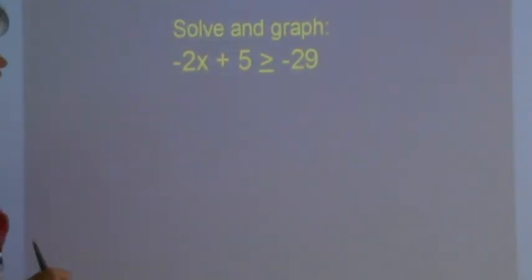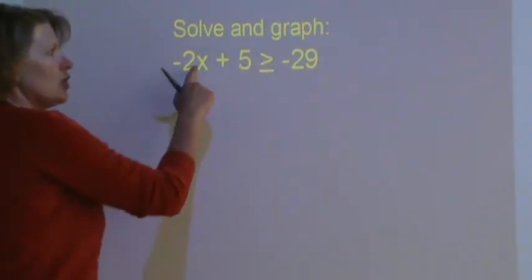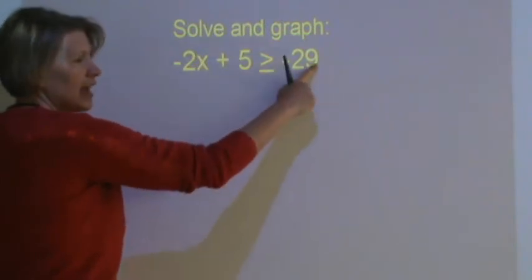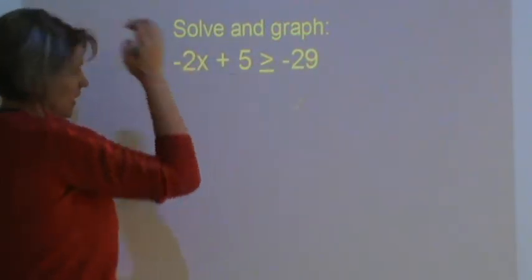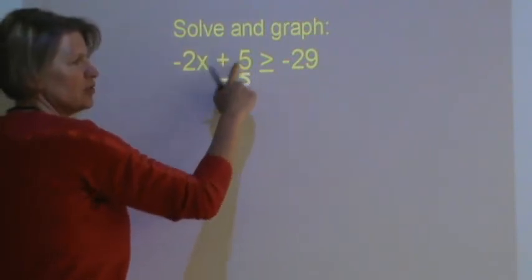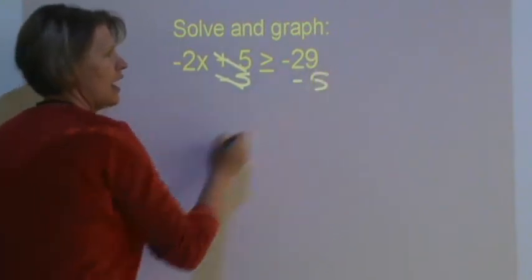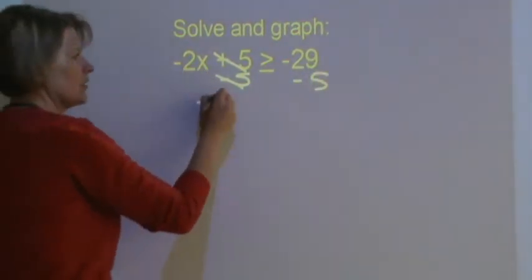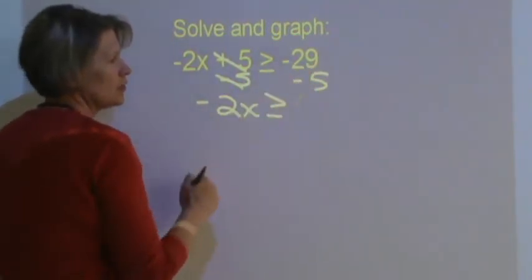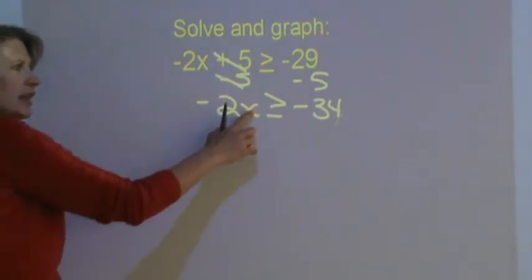All right, solve and graph. Negative 2x plus 5 is greater than or equal to negative 29. Again, if this was an equal sign, you have your x's here and numbers on both sides. We need to get all the numbers on the other side of the inequality. So I would subtract 5. We do the opposite operation to move it to the opposite side. If I subtract 5 from this side, I subtract 5 from this side. I still have negative 2x. I'm not going to change my sign. And then negative 29 minus 5 is negative 34. I'm going to keep going until I get x by itself.